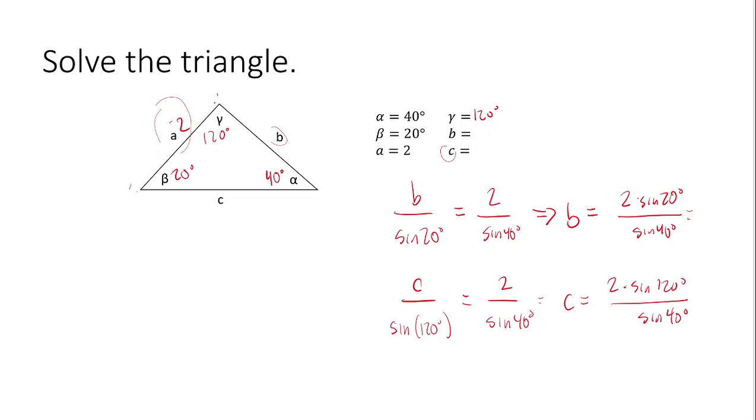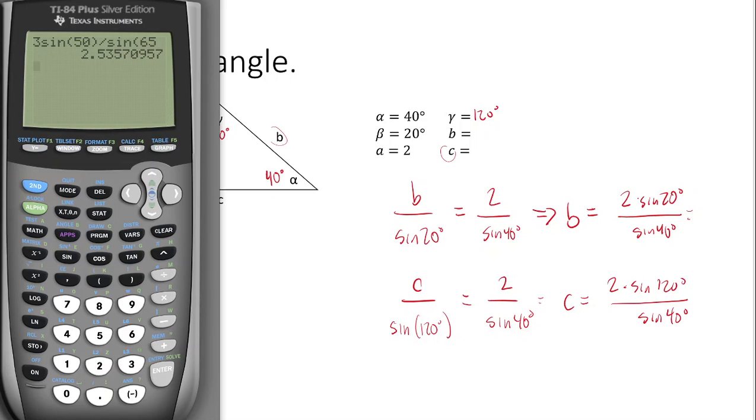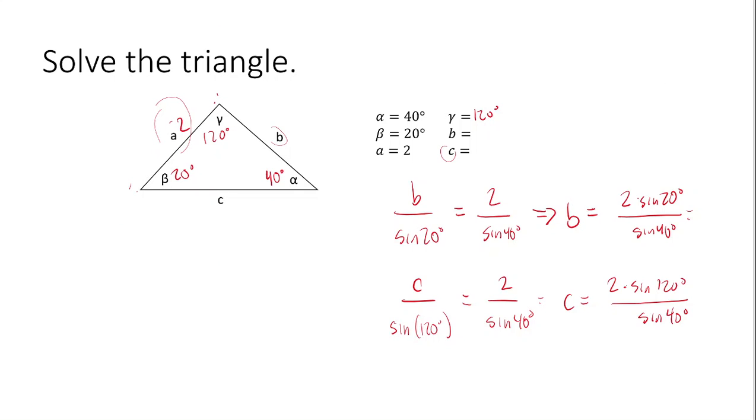Let's check. Let's do the calculator here. B would be 2 times the sine of 20 degrees divided by the sine of 40 degrees. Okay, so that's 1.06 for B, right? Okay, now let's do a thought experiment here. If this angle is 20 degrees and this angle is 40 degrees, we should expect the side that's opposite the smaller angle, so in this case side length B, to be less than side length A, because angle A is twice as big as angle B.